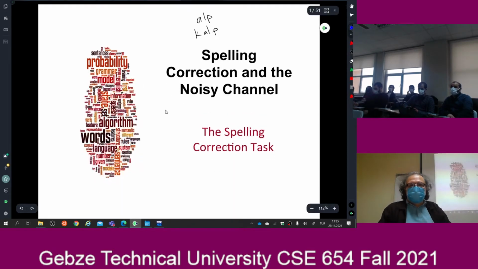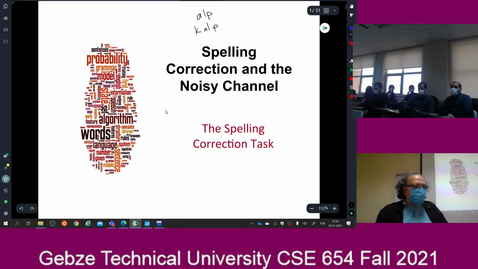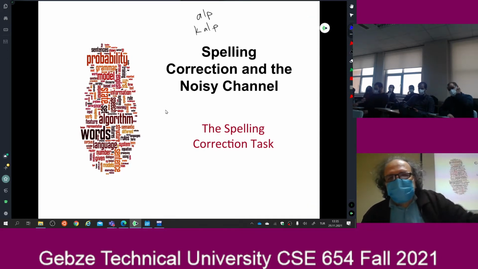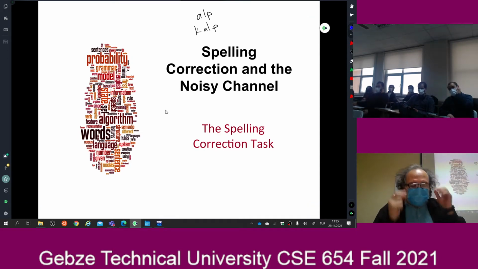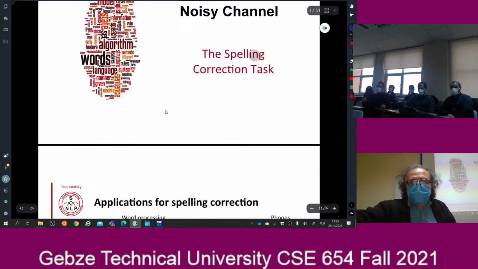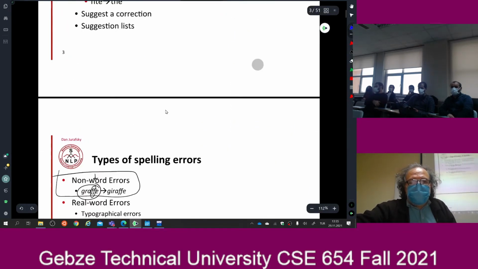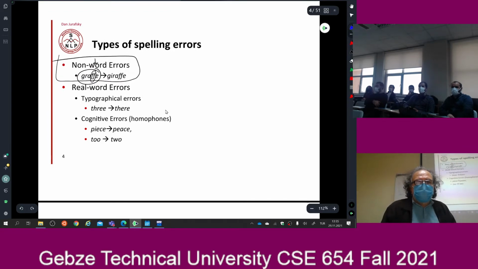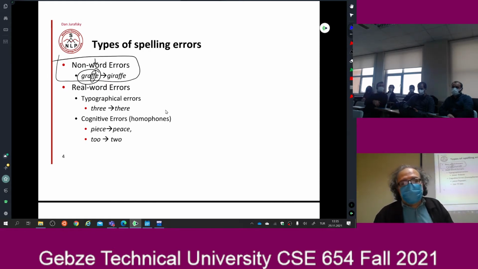Okay. So last time we were talking about spelling correction and the noisy channel model, and if we do a very fast review of it: previously we learned how to measure the distance between two words, whether those words are real words or not.